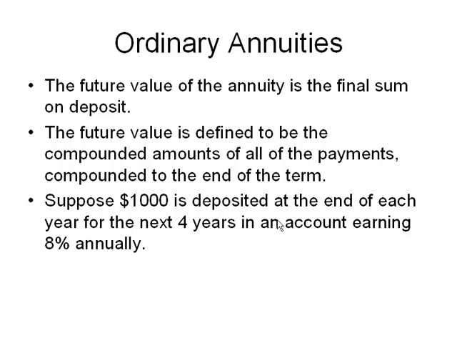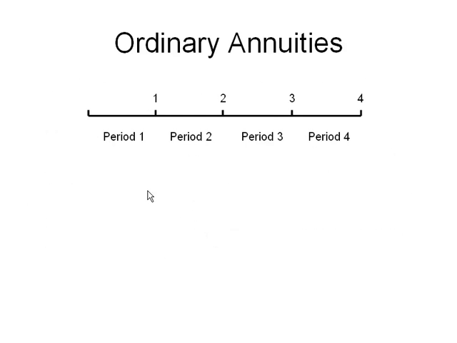As an example, let's take a short term of 4 years, and we're going to deposit $1,000 at the end of each year for the next 4 years in an account that's earning 8% annually, and we're going to assume that it's compounded annually. So I've made a little diagram here of those 4 years: the first year, the second year, the third year, and the fourth year.